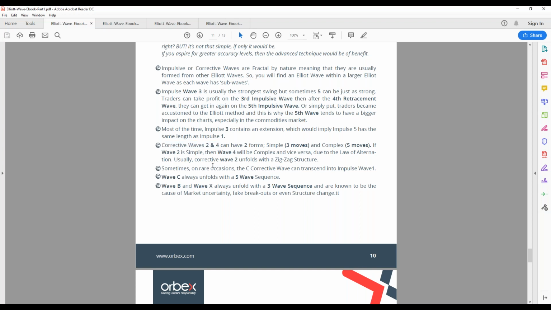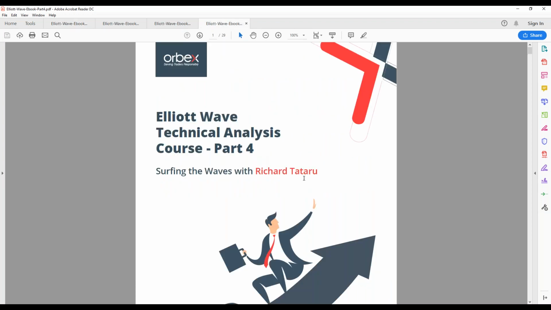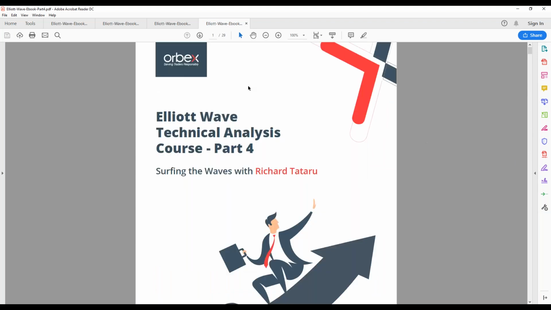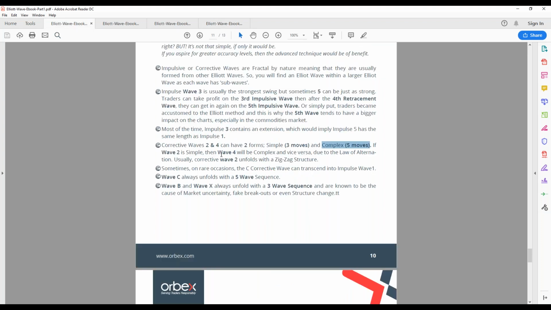Waves 2 and 4 can have two forms: a simple form of 3 moves and a complex form of 5 moves. By complex, what I mean is the triple three, WXYXZ, which is explained in part 4, which, if you ask me, is the most important one because it contains all the structures. When it comes to zigzags and how they act as a bridge for combinations, for complex structures, flats, types of flats, simple, expanding, running flat, triangles, double and triple threes, complicated structures, those are the most important.